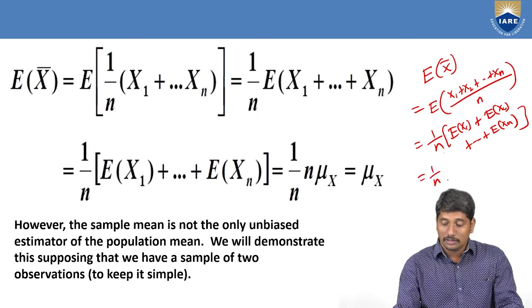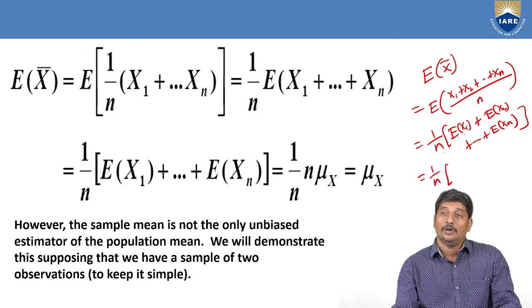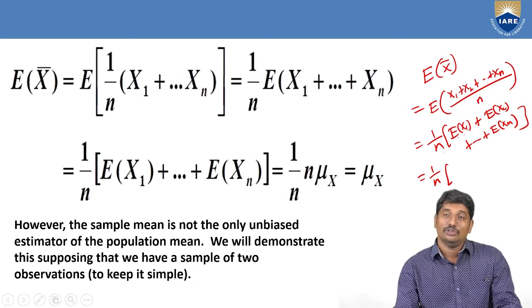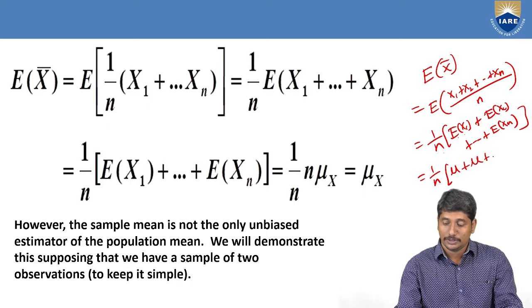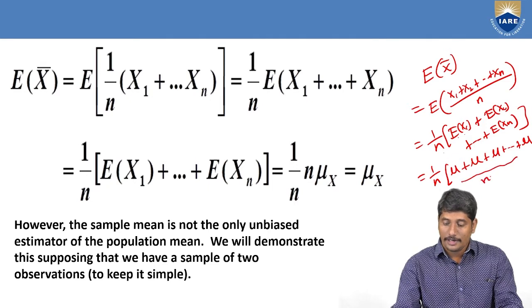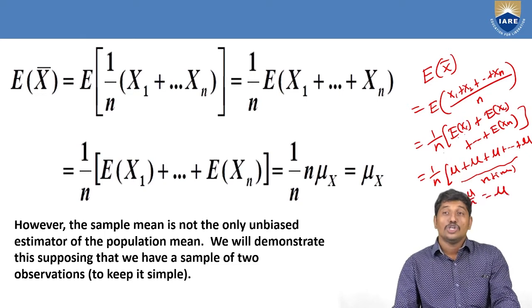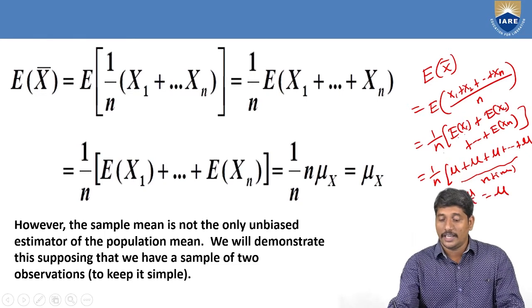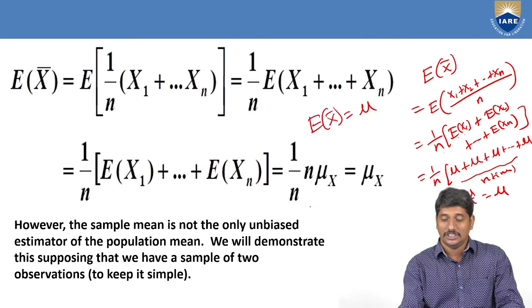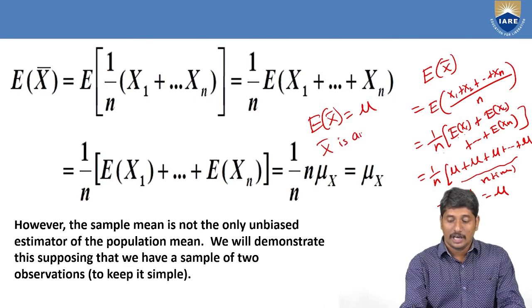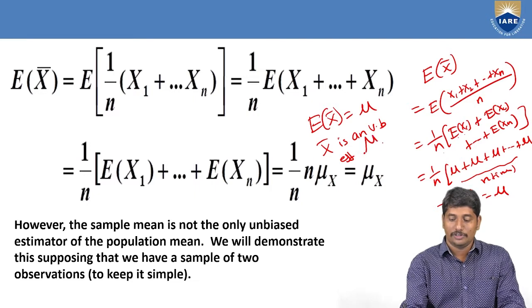Now you know that the expectation of each independent value of a data set is always mu, that is mu plus mu plus mu and so on, n times. That means n mu by n, which is equal to mu. So what did we prove? We have proved that the expectation of the sample mean is always equal to the population mean, which tells us that x bar is an unbiased estimator of population mean mu. That is what we have established.